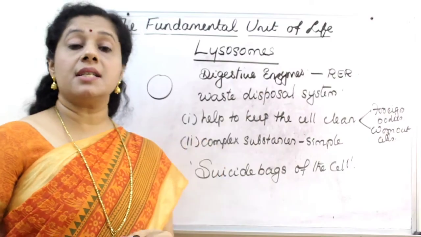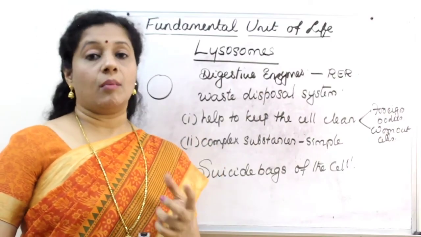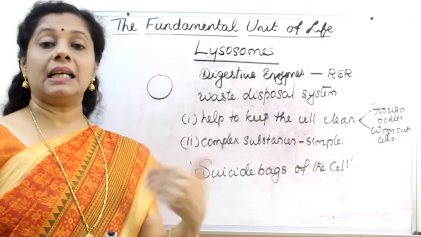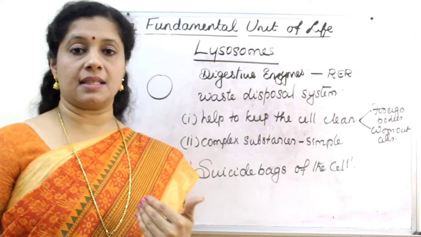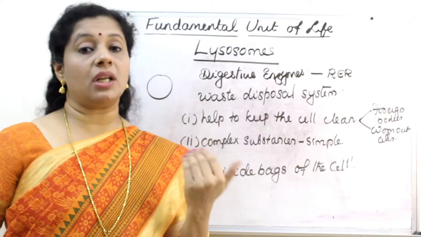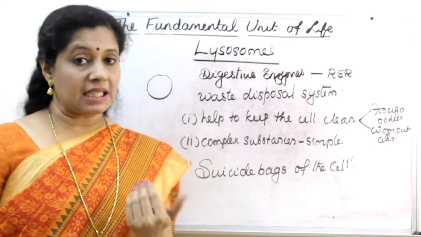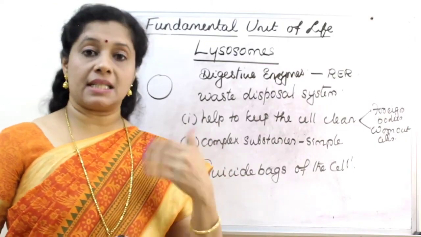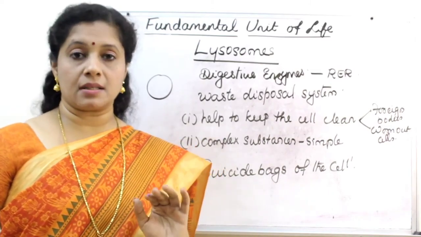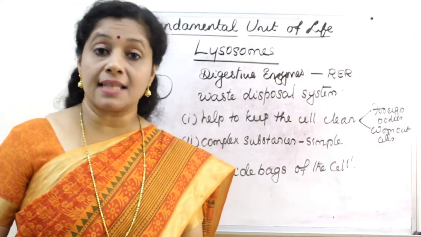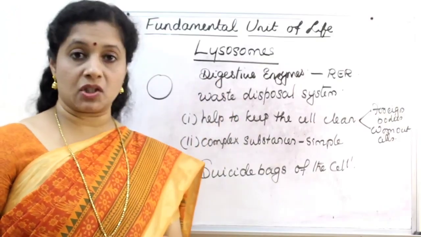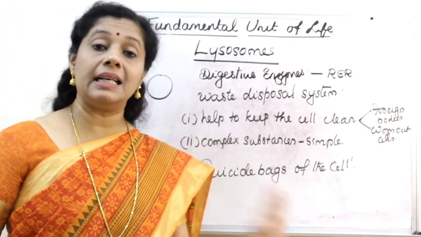Then they are called the waste disposal system of the cell. Why? Because they help to keep the cell always clean by killing the foreign bodies coming inside the cell or the worn out cells. Sometimes we may have entry of pathogens in our body like bacteria, or some food materials can be there, or some worn out cells, the damaged cells. So they can clean all these unwanted things by secreting certain enzymes into them, because they contain a lot of digestive enzymes. So these digestive enzymes will digest and clear everything.